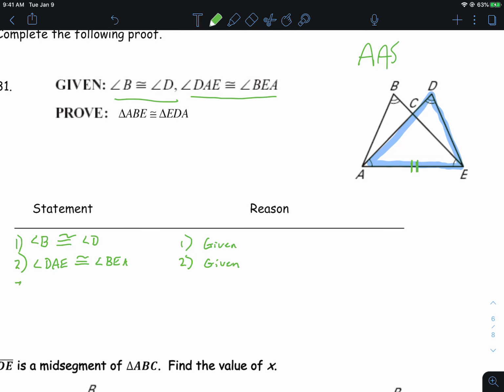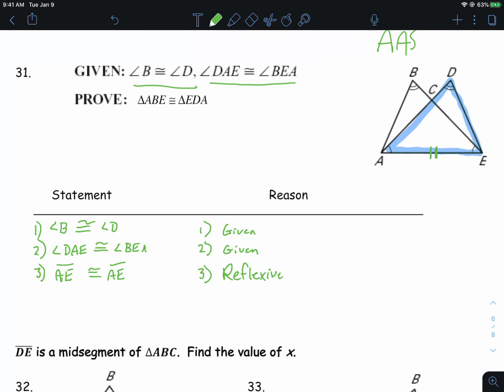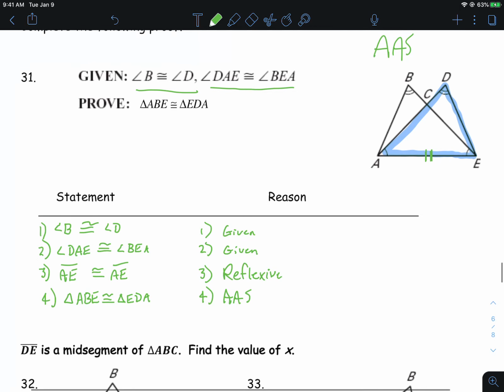We had the shared side, that overlapping side, so we'll say AE is congruent to AE. That is your reflexive property again. I think we've used that once already. And then that actually shows, that addresses the angle, and then the last side right here. So that addresses everything that we need. So now we can say the two triangles are congruent by angle, side. So this will be triangle ABE congruent to triangle EDA. And that is angle, side.